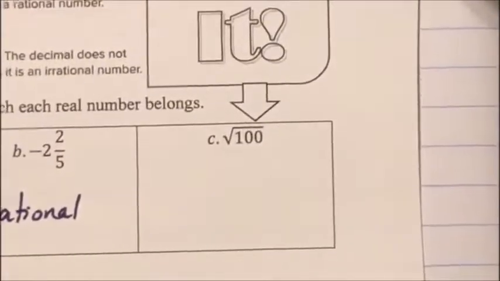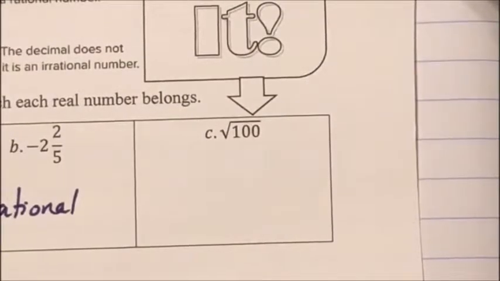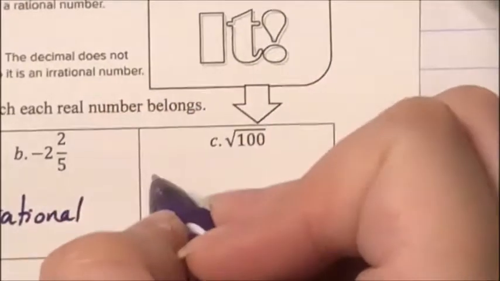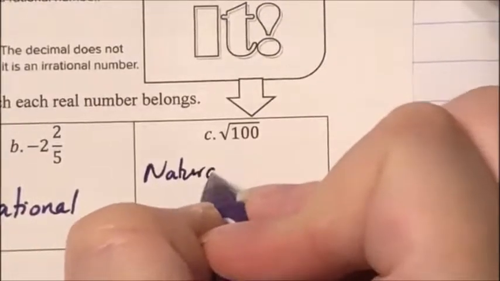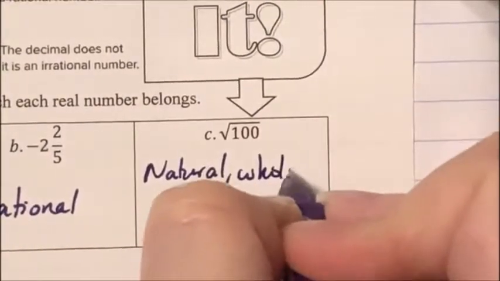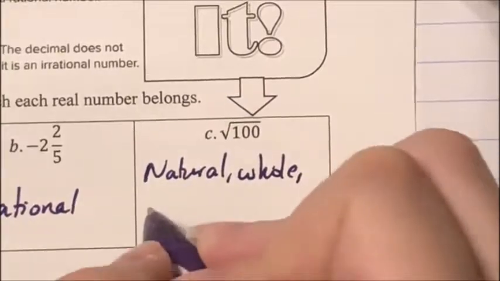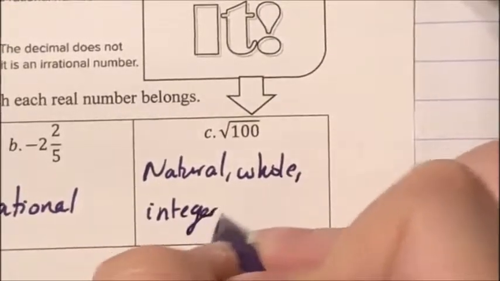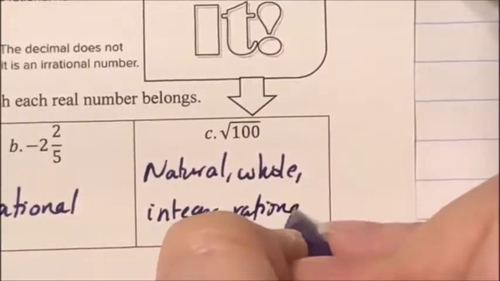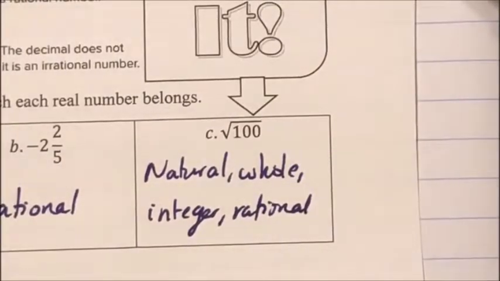Then I have C, the square root of 100. 10 times 10 gives me 100, which means it is a perfect square. So 10 is a natural number, a whole number, an integer, and a rational number.